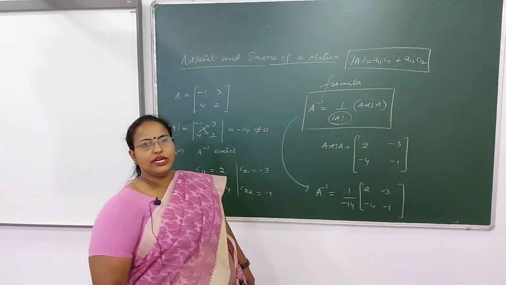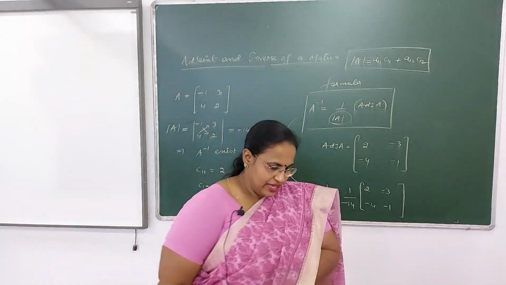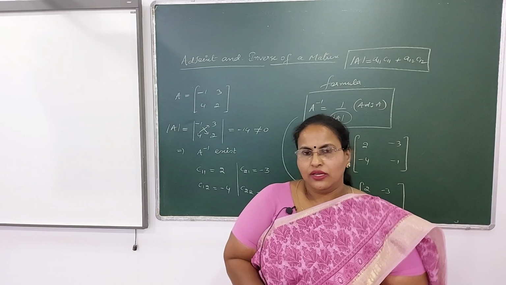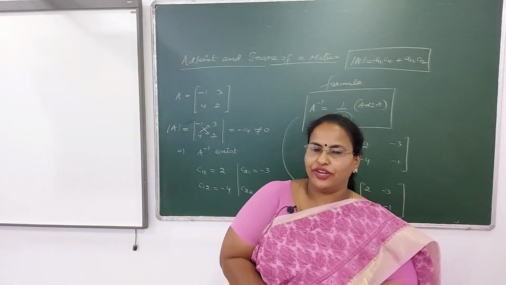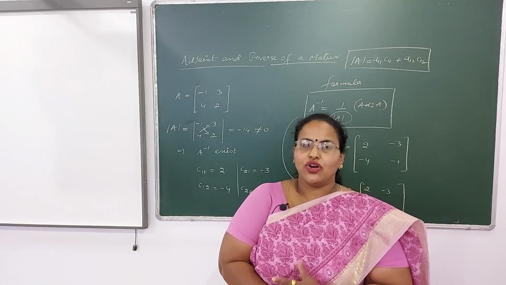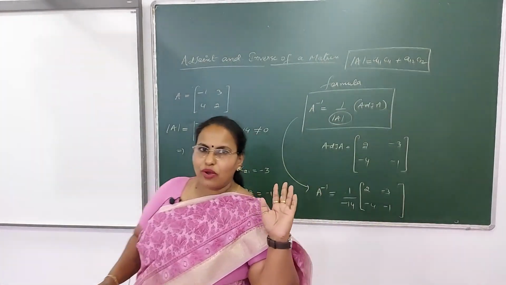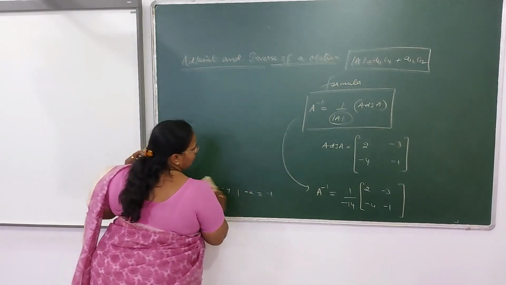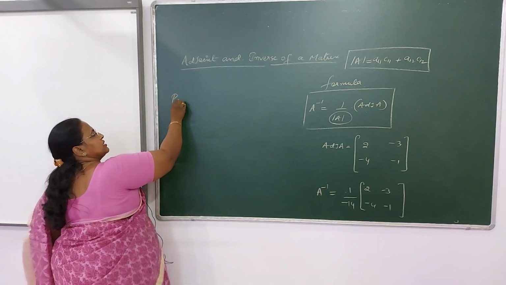So I hope children the method is understood, how to write down the adjoint as well as how to find the inverse of a given matrix. So let me explain the properties also, and by that we can end the video, and in the next video we will be doing the questions based on adjoint and inverse of the given matrix. So let me write down the properties first.